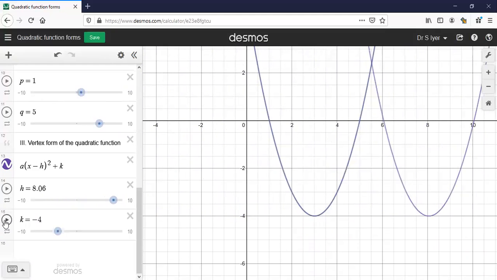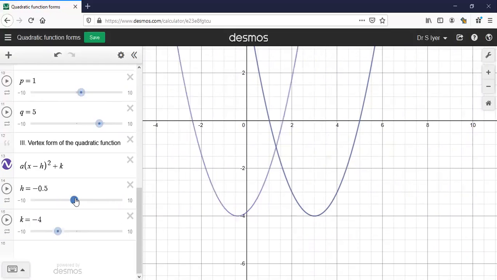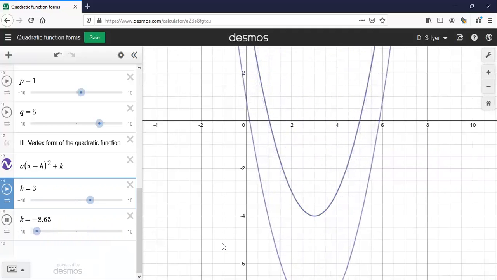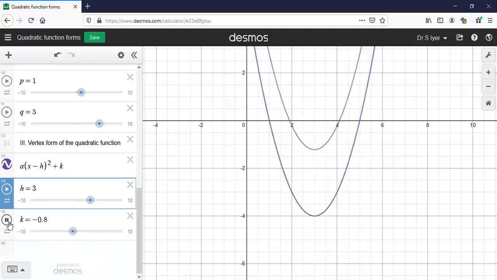And when I increase or decrease the value of k, you'll notice that it's shifting. Let me make the value of h back to 3. You'll notice that as I change the value of k, it's moving up or down. Let me show that in action to you. Look at what's happening to the parabola. As k is increasing, the vertex has gone up. Now as k is reducing, the vertex has gone down. So that is the effect of h and k on the parabola.